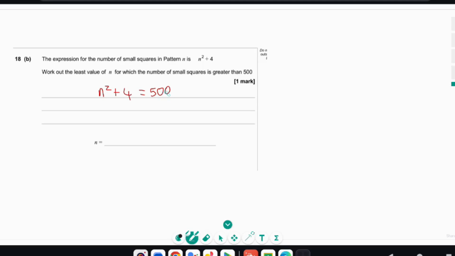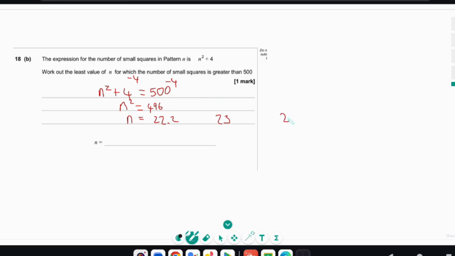I'm going to use it as an equation. So let's take 4 off both sides to find n. n squared is equal to 496. I've taken 4 off the left-hand side and 4 off the right-hand side. I'm going to square root, because square root is the opposite of squaring. You can see 22.2, which means the smallest n would be 23.